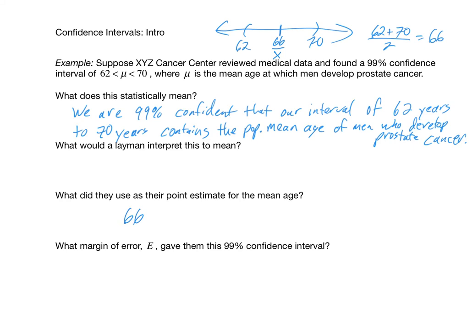Now, what margin of error did they get with their 99% confidence interval? Again, the margin of error is the distance between the center and the endpoints. It's the same both ways because this is the center of that interval. And the distance between 66 and 70 is 4. So the margin of error E in this scenario is 4. Let's now move into being able to compute some actual margins of error and do some real-world problems.